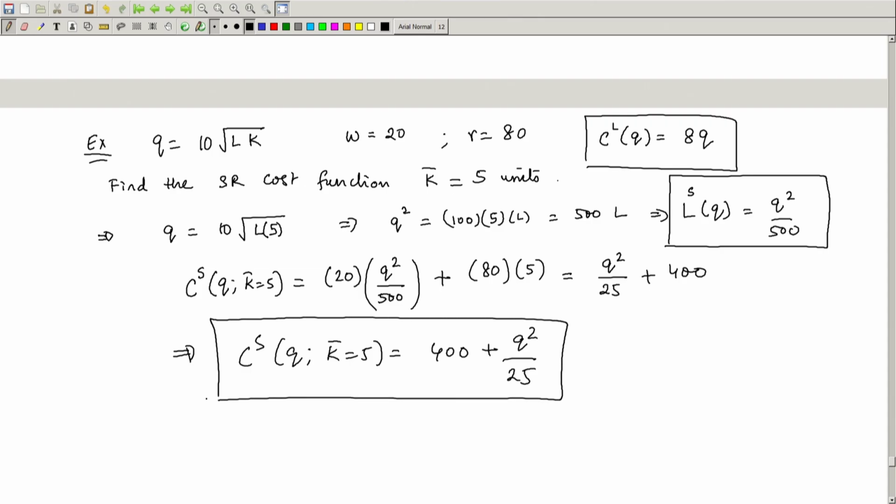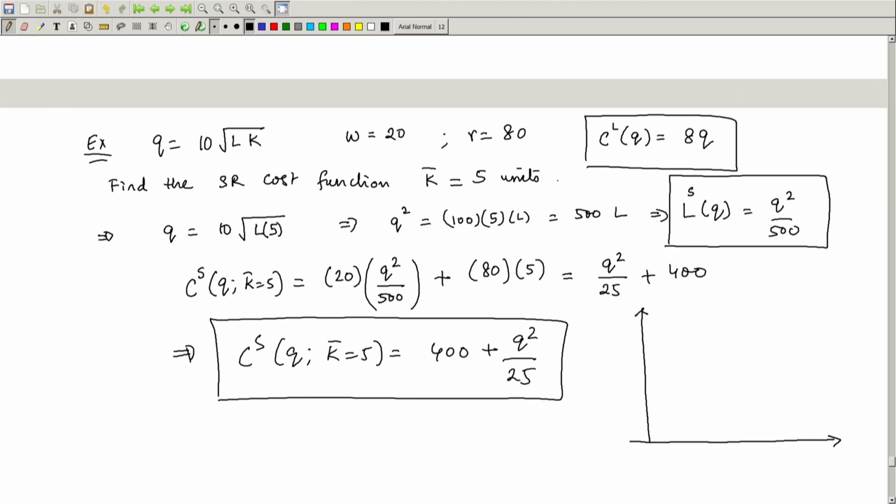What was the long run cost function? The long run cost function was 8 times Q. So, the long run cost function was linear. However, the short run cost function is non-linear. If I want to plot the short run cost function, what will that look like?